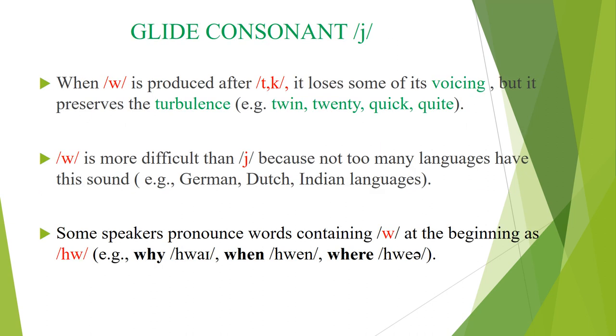When wa comes after ta or ka, it loses some of its voicing, but it preserves the turbulence. For example, twin, twenty, quick, quiet.